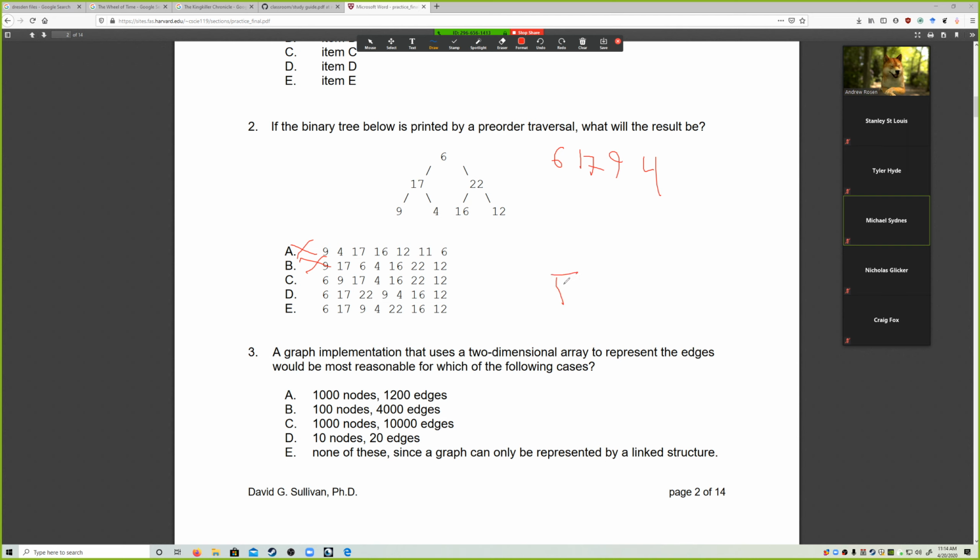Make sense to everybody? What I did is I said, let's do 6, then we're going to pre-order the left subtree. And doing the left subtree, let's do 17, and then let's do this left subtree, 9. And then when we were done with 9, we said, okay, we did myself, we did my left subtree, now let's do 17's right subtree, which was 4. So that's why we did the pre-order traversal there. Does that make sense for everybody? Okay, cool.